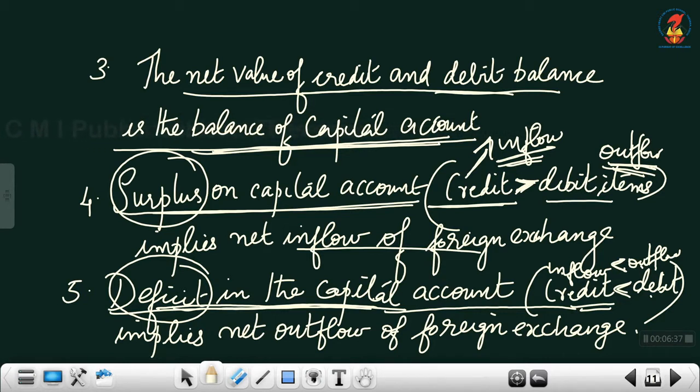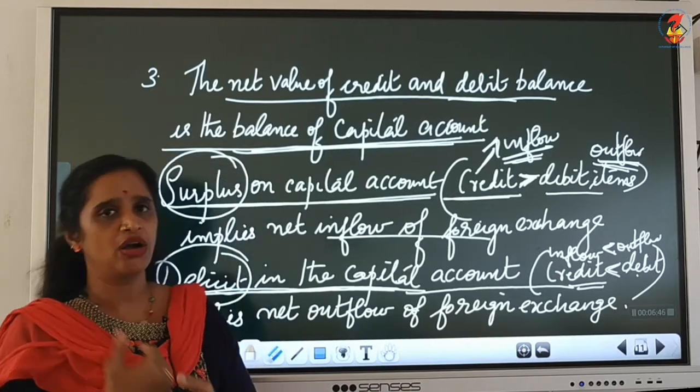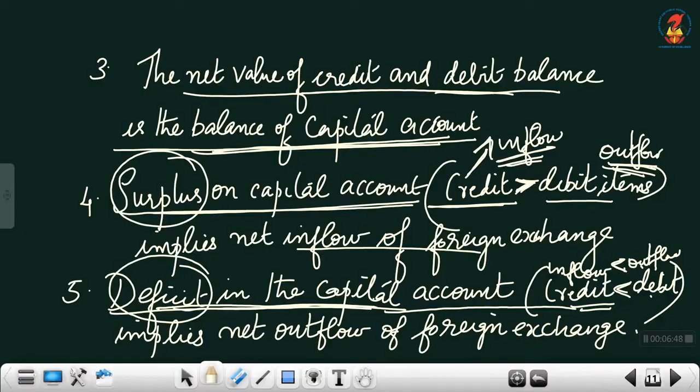Deficit in the capital account, where credit is lesser than debit, implies net outflow of foreign exchange. The point which I have written on the board, you can write it in another way. How will you write it in another way? See, surplus on capital account. Capital account can experience a surplus when credit is more than debit.